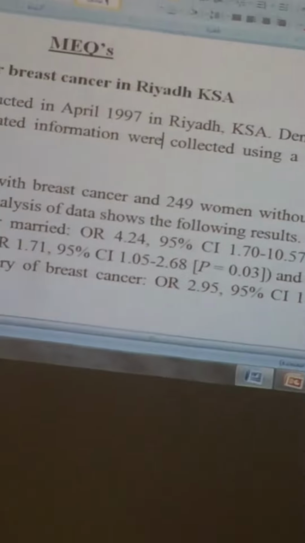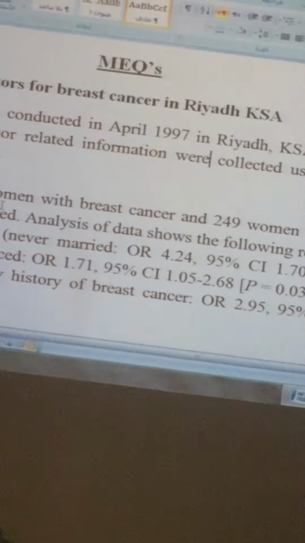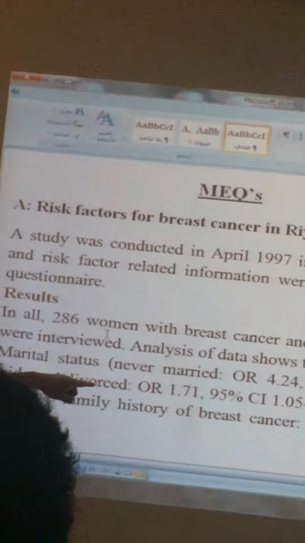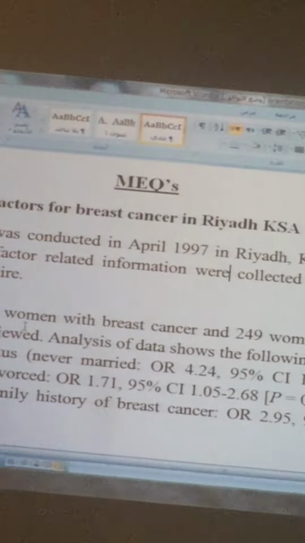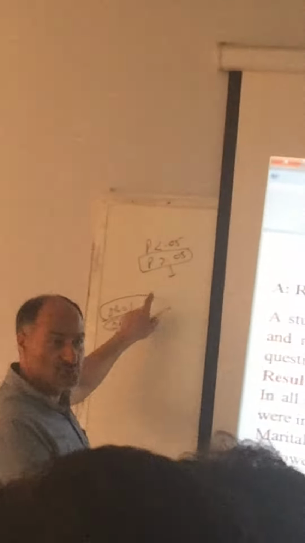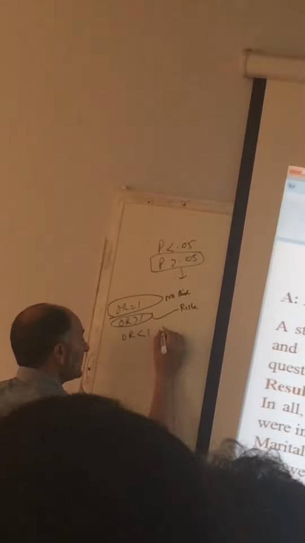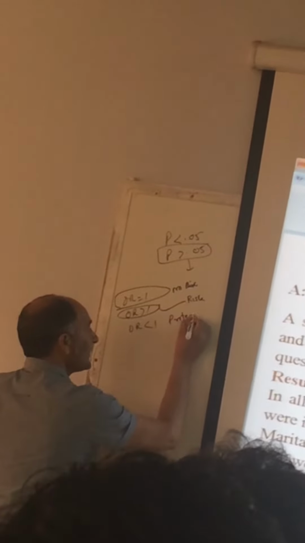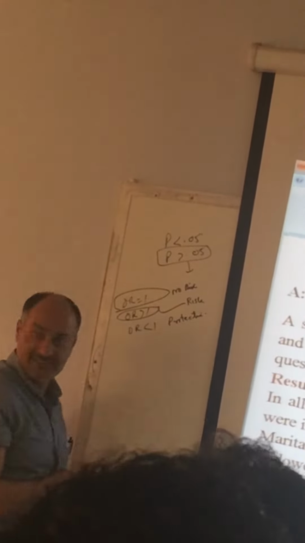It's written in the lectures, but when you apply it, it becomes easier. So when you know the odds ratio is 1, no risk. More than 1, higher risk, there is risk. Less than 1, it is protective. That means it actually protects.